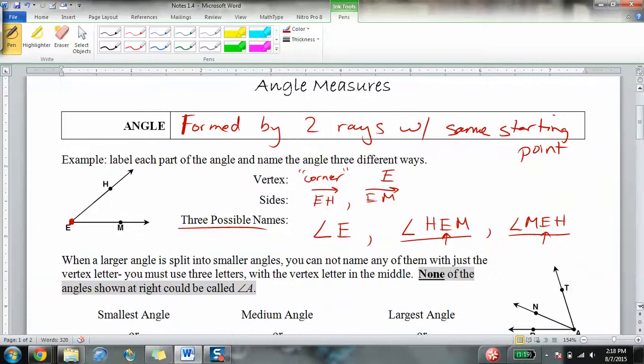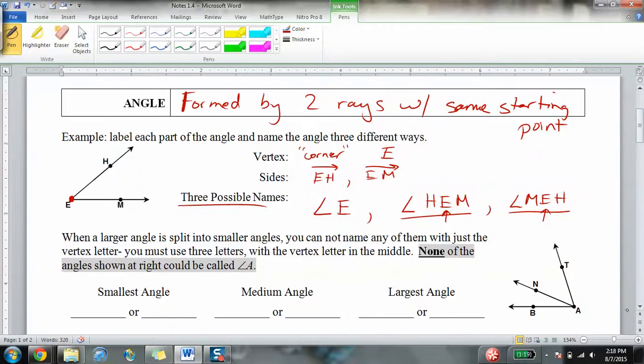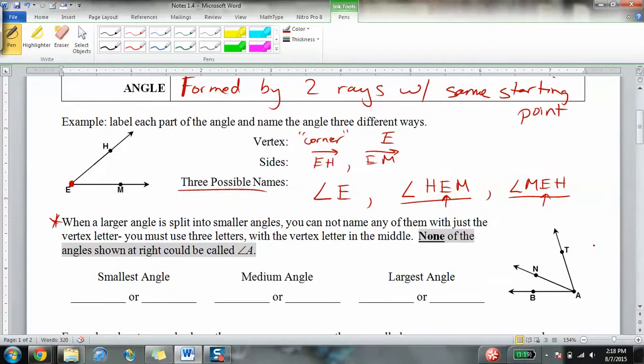An important note about when to use one letter and when to use three letters: when a larger angle is split into two or more smaller angles, as we see in this diagram right here, we can't name any of these angles with just one letter. Since there are multiple angles starting at point A right here, we cannot just call any one of these angles angle A. We have to use three letters to name it.